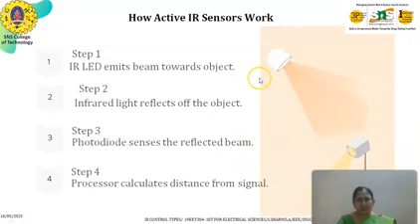And now we see how active IR sensors work. From this figure, the sensor is emitting a beam of light towards an object. I mean the IR LED emits the beam towards an object. The second part is the infrared light reflects off the object, and then the photodiode senses the reflected beam and calculates the distance from the signal. This is carried out by the processor.